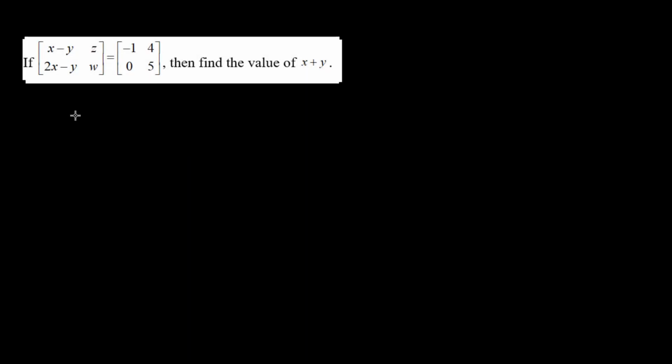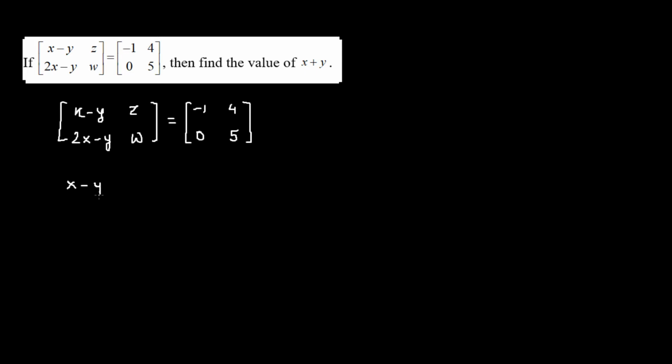In this particular question, we have to find the value of x plus y. So let's begin. We started with the matrix that is provided to us. It's a 2 by 2 matrix. We have x minus y and z in the first row, 2x minus y and w in the second row, and this is equal to minus 1 and 4 in the first row, 0 and 5 in the second row. Now, since the two matrices are equal, we can equate the corresponding elements.